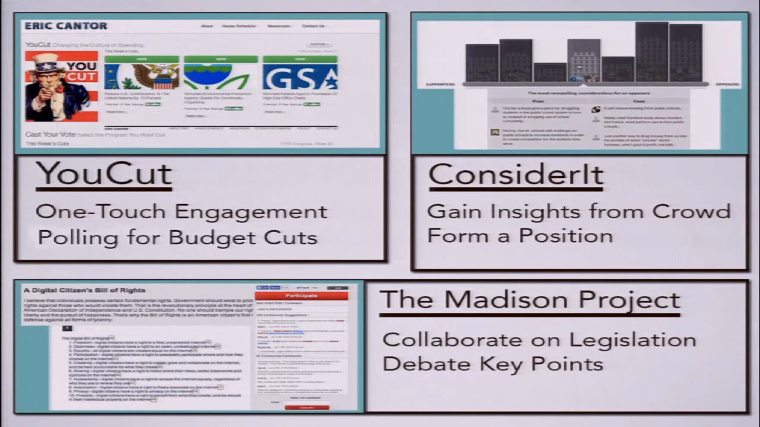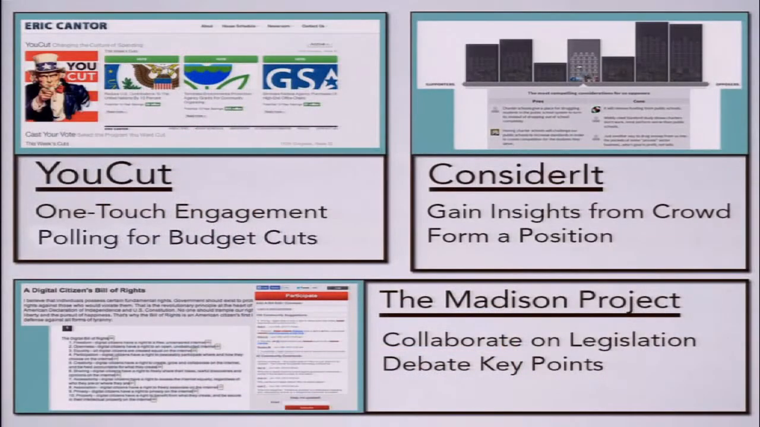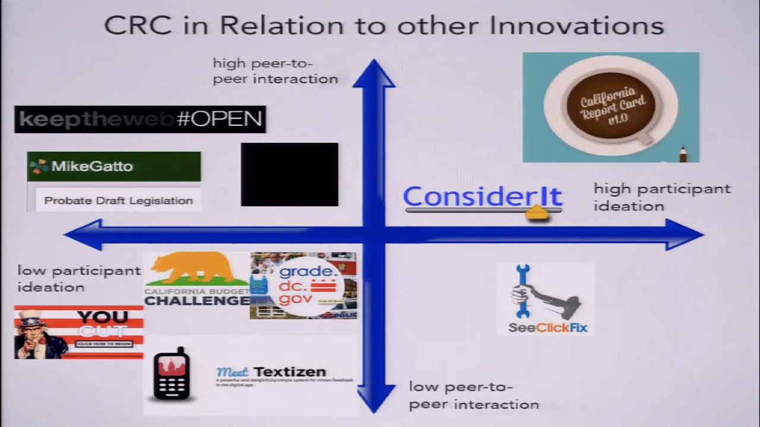You have also another example, Consider It. Here you can gain insights from a crowd, so you can draw people's opinions, put them together on a spectrum, form a position, and locate yourself in relation to other people. And then finally below, we have the Madison Project. Here, you can have participants collaborate on legislation. It takes a really high literacy skill to participate in this project, but you can debate key points in the drafting of legislation. And so I'm going to turn it over to Matti, who's going to put this in relation to CRC.